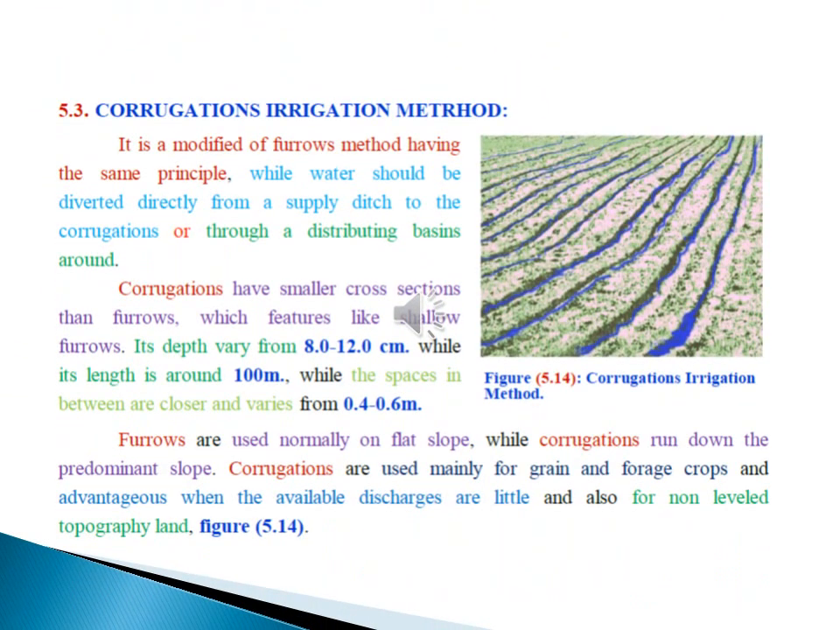Corrugation irrigation method. It is a modification of the furrow method having the same principle. Corrugations have a smaller cross-section than furrows, which features like shallow furrows. Their depths vary from 8 up to 12 cm, while their length is around 100 meters, and the spaces in between are closer and vary from 0.4 up to 0.6 meters, as shown in the enclosed figure.